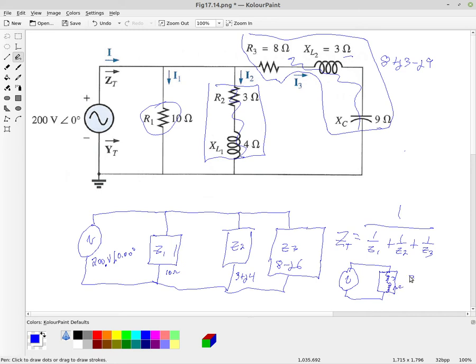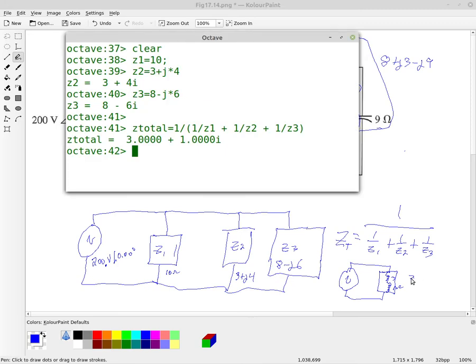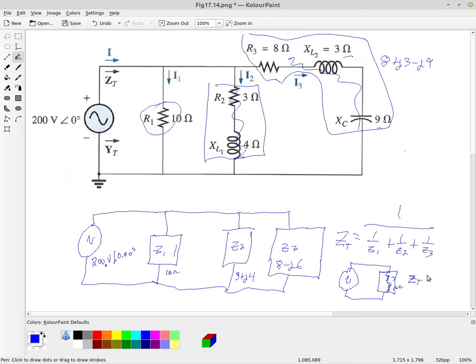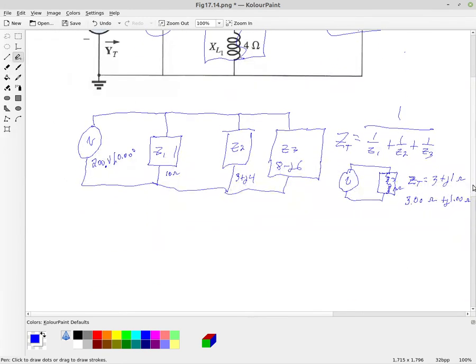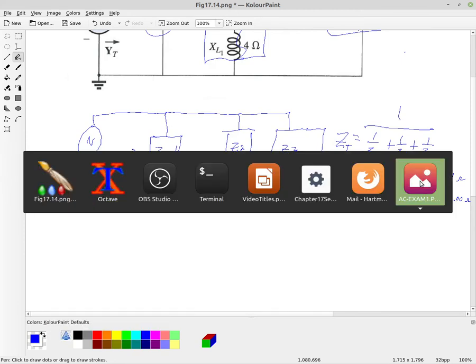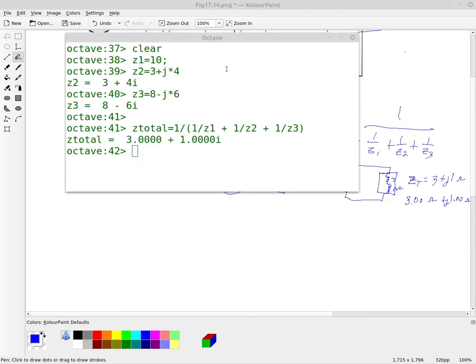So Z total, if we look at that, was 3 plus J1 ohm. And again, if we're going to put that into Blackboard, we would have to put 3.00 ohms plus J1.00 ohms. Okay, and that would be the rectangular form of our impedance. And so we can convert that into the phasor form or the polar form.